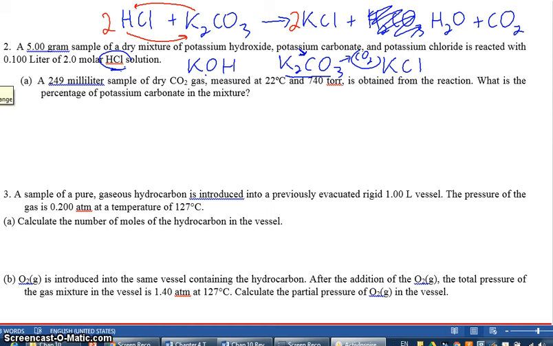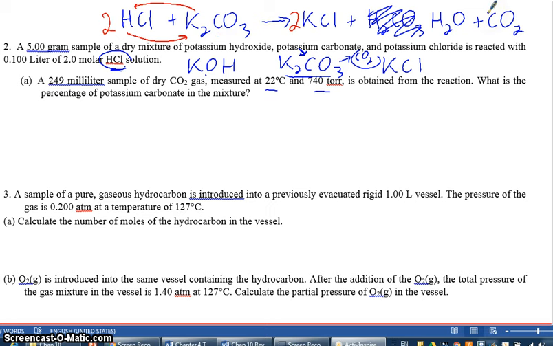A 249 milliliter sample of dry CO2 gas measured at a temperature and a pressure is obtained from the reaction. What's the percentage of potassium carbonate in the mixture? So in this case, to find out the percentage of carbonate in the mixture, we have to know essentially how much potassium carbonate was formed. And that we can get from the stoichiometry of CO2.